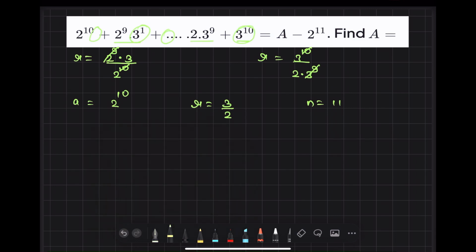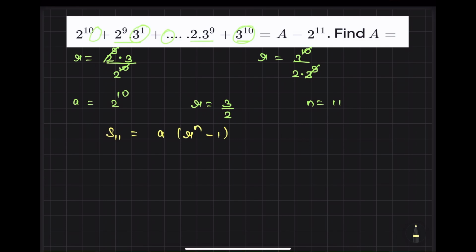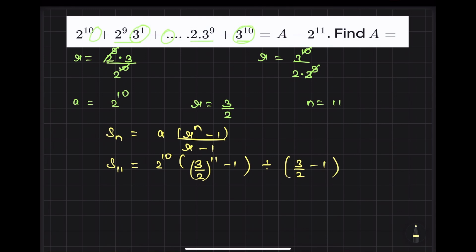Now here you can apply the formula for S11. So S11 equals what? a times r to the power n minus 1, divided by r minus 1. This is the formula for Sn. So S11 equals a, which is 2 power 10, times r, which is 3 by 2, to the power 11 minus 1, divided by 3 by 2 minus 1. Whenever you're dealing with fractions, always go with this. You will reduce the chance of making a mistake.